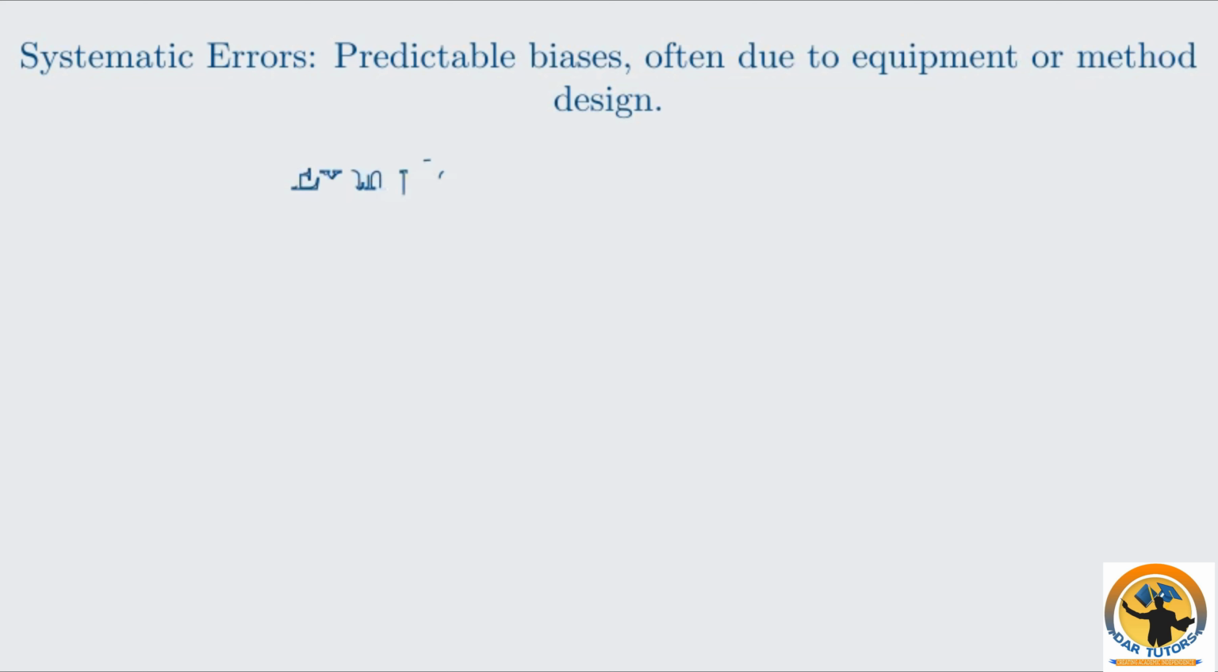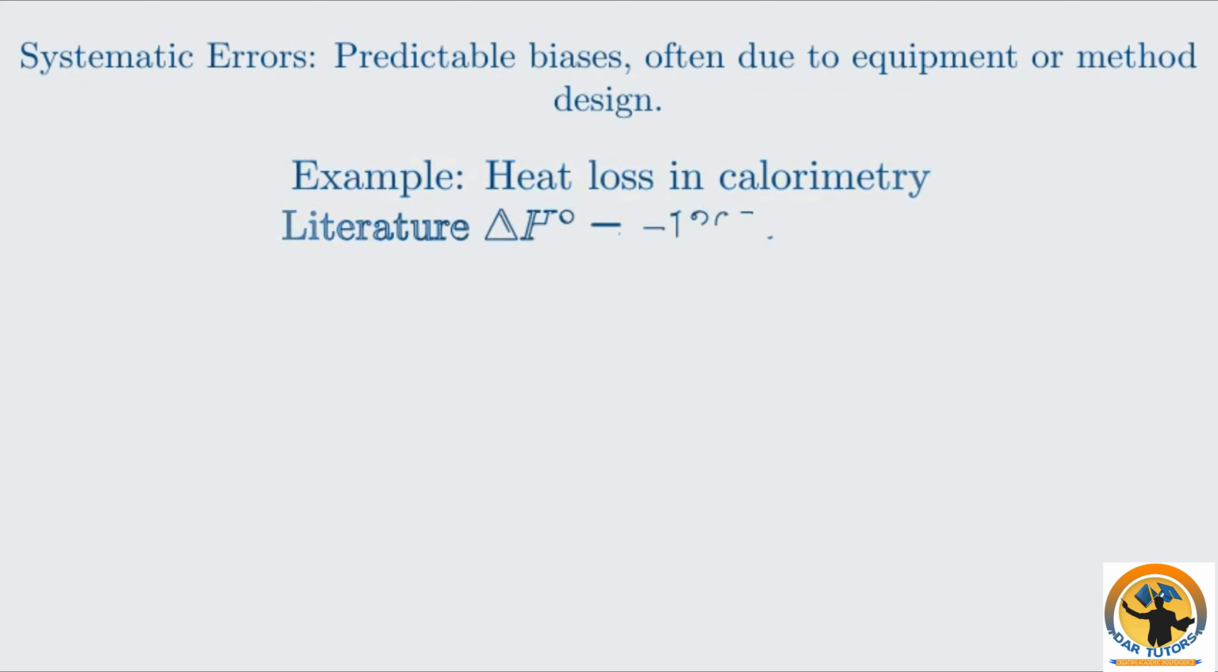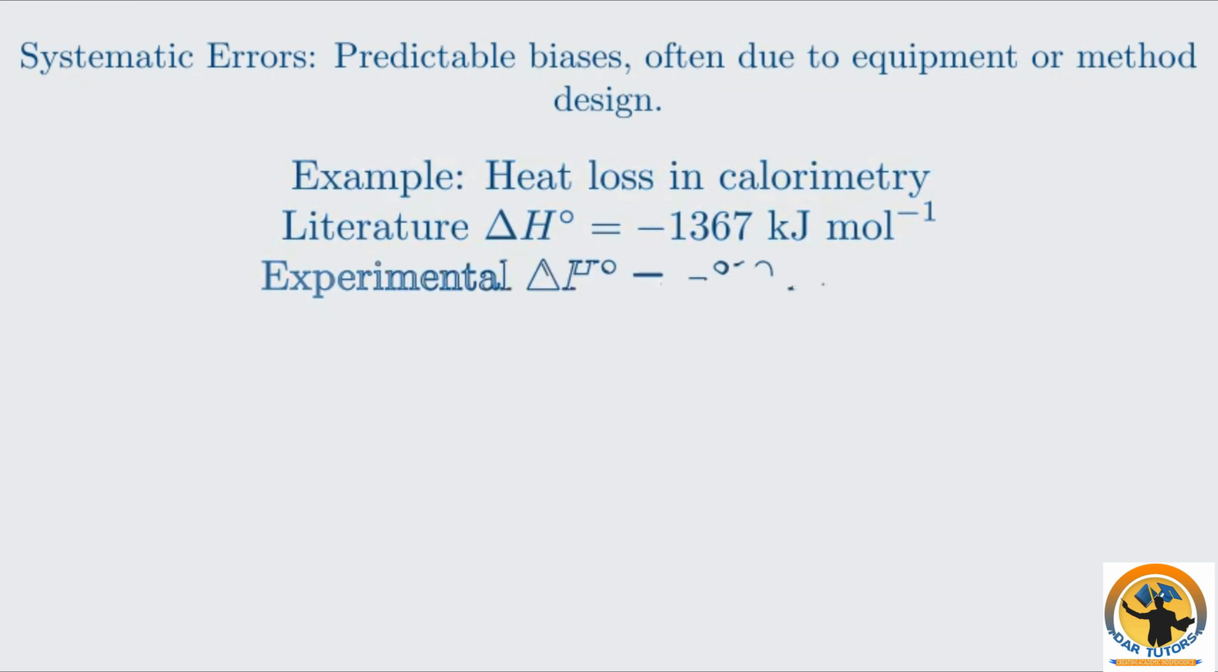So if the literature value of an exothermic reaction is negative 1367, but your experiment gives you negative 810, the significant difference is likely due to a systematic error like heat loss. The percentage error, calculated as the absolute difference relative to the true value, would be 40%. Understanding these uncertainties is a key analytical skill in IB chemistry. It's not about getting the right answer, but about evaluating how valid and reliable your results are.